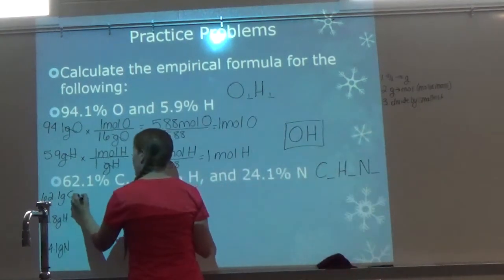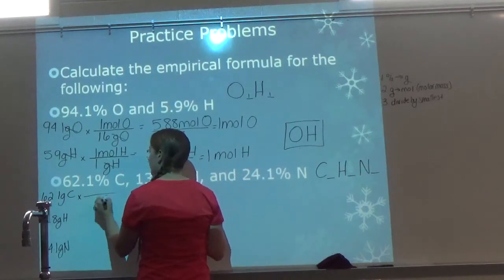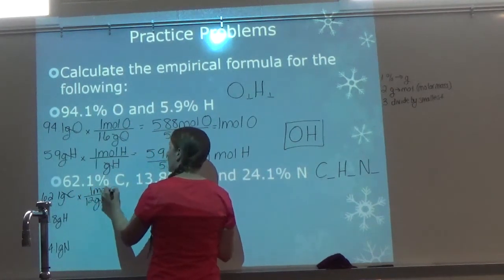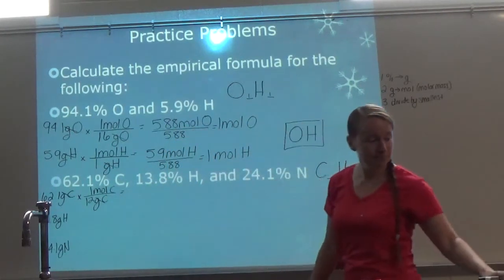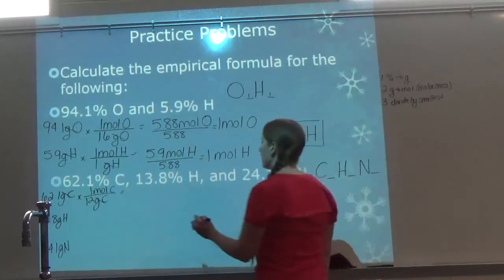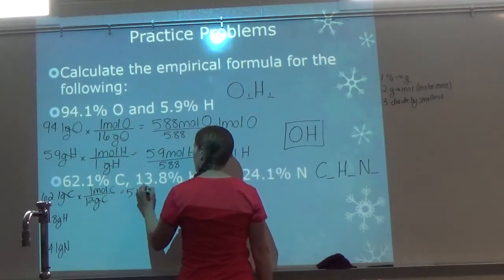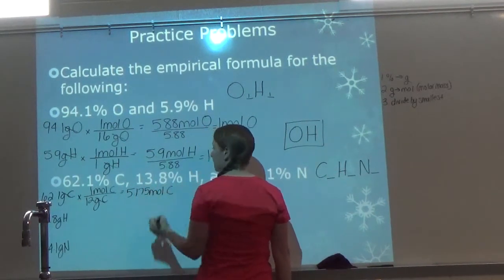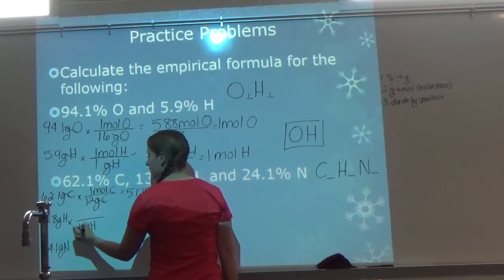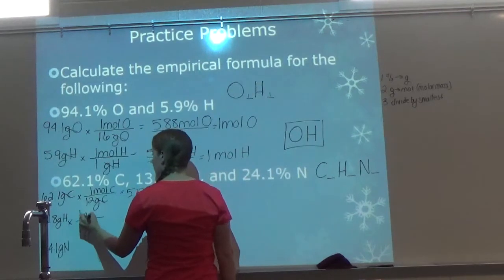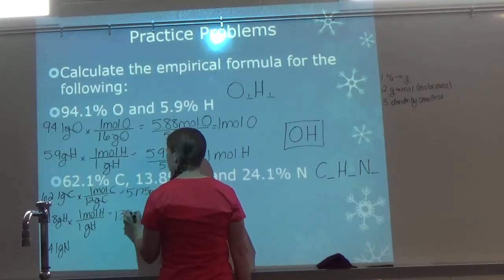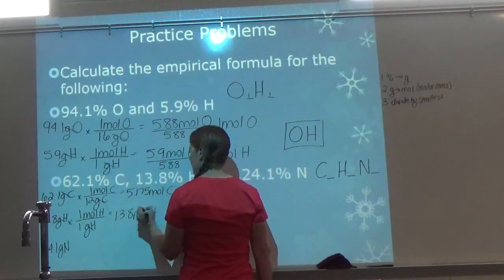So I look at the periodic table. Carbon is 12 grams. I put the grams on bottom, so grams will cancel. That equals 1 mole for carbon. So carbon is 5.175 moles of carbon. All right, hydrogen, grams goes on bottom, so it'll cancel, and it's 1 on the periodic table. And that, of course, equals 1 mole.